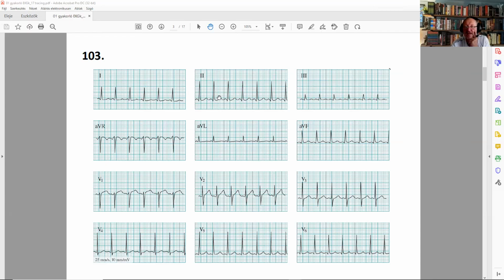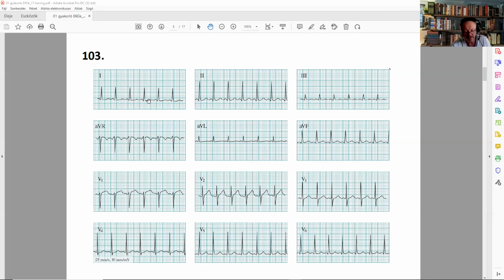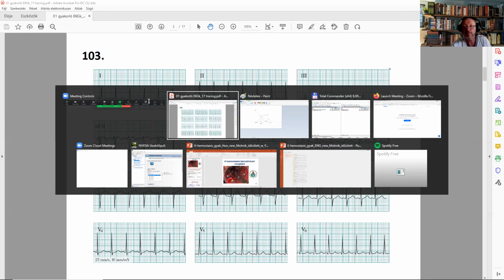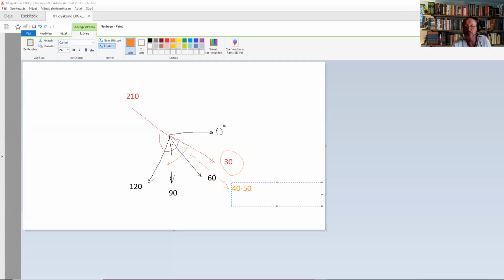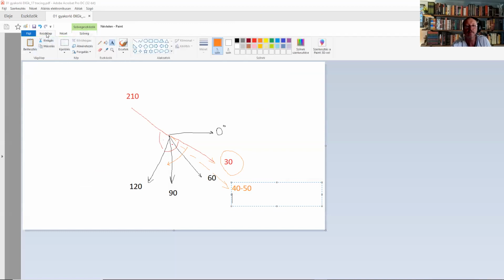So it means that we are parallel with lead number 2. So we are parallel with lead number 2, meaning that the axis should be around 60 degrees. So this is mostly parallel with lead number 2.